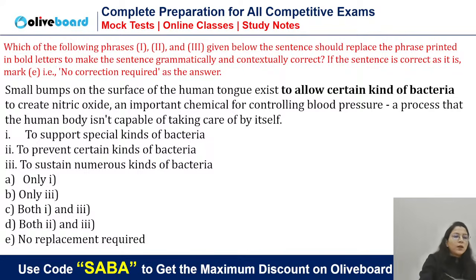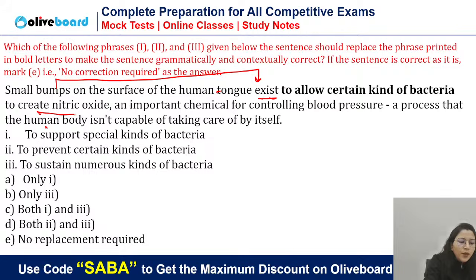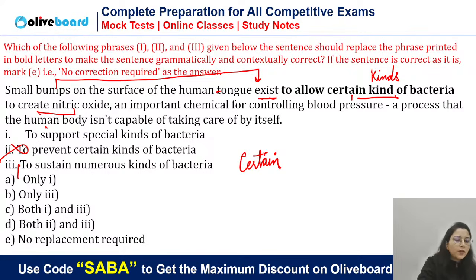Yes. Small bumps on the surface of the human tongue exist. What exist? Bumps exist to allow certain kind of bacteria to create nitric oxide. So when they are creating nitric oxide, can we use prevent? Did I give the answer E, Ankush, or you people only gave the answer E? How is everybody saying it, certain kind of bacteria or certain kinds of bacteria? Certain type of people or certain types of people? Tell me. Certain will take singular noun or plural noun. Just tell me this.